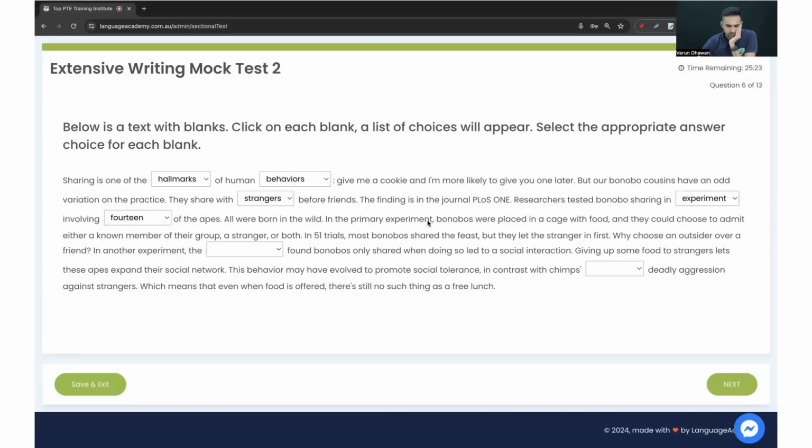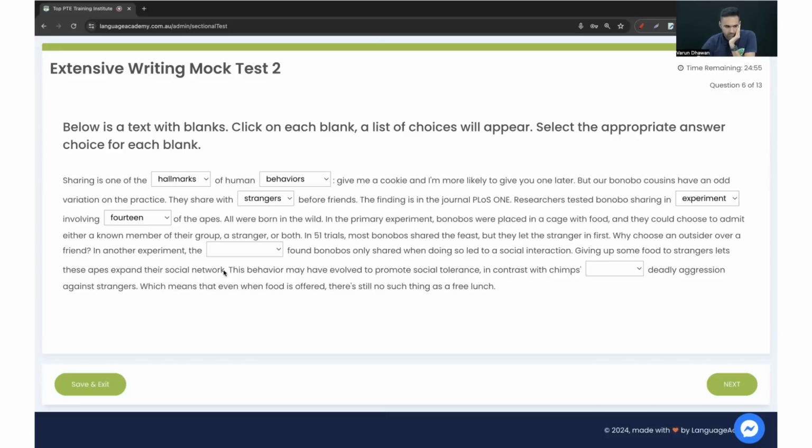In the primary experiment, bonobos were placed in a cage with food and they could choose to admit either a known member of the group or a stranger or both. So they were placed in a cage with food and had an option either to share it with their friend or a stranger or both. In 51 trials, or 51 tries, you can say, the apes or the bonobos shared the feast, but they let the stranger in first. Means they shared their food with the stranger first.